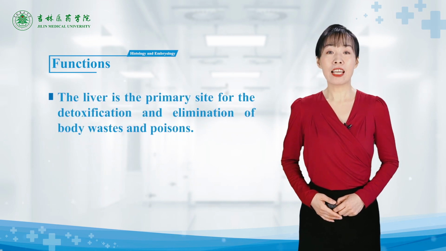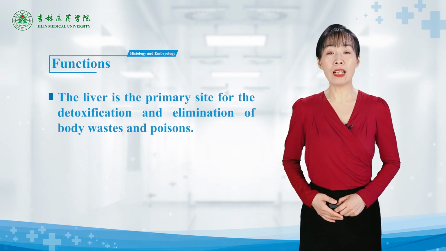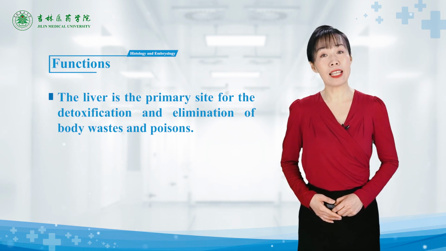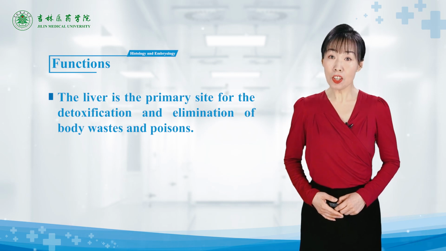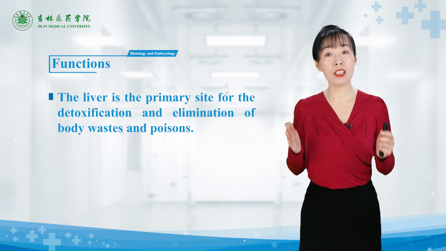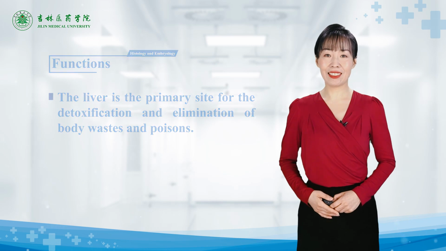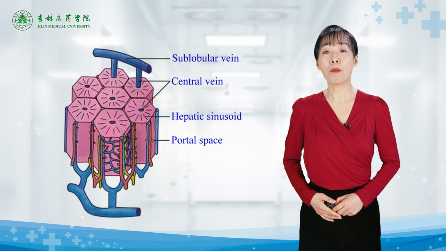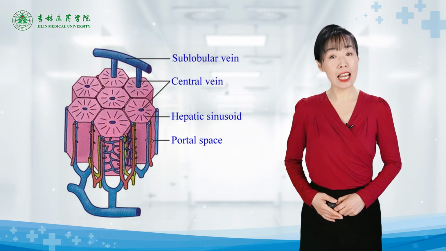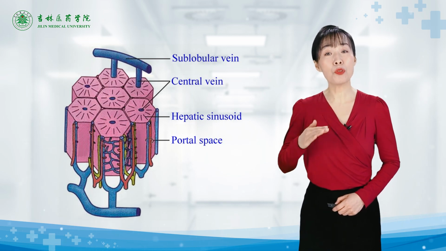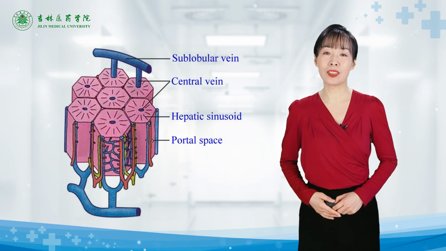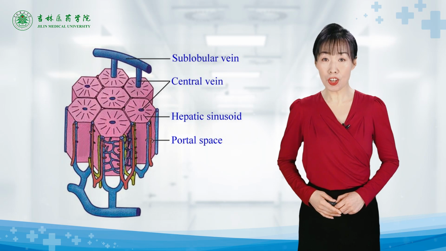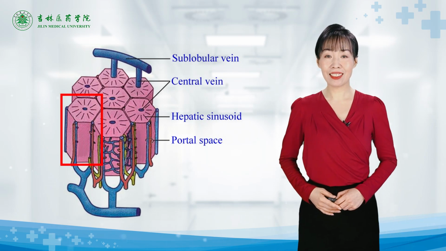The liver is the primary site for the detoxification and elimination of body waste and poisons. So, the liver is the chemical plant of our body. The connective tissue septa enter the parenchyma of the liver at the hilum to divide the liver into lobules, hepatic lobules. The red square shows the hepatic lobule, which is the structural and functional unit of the liver.